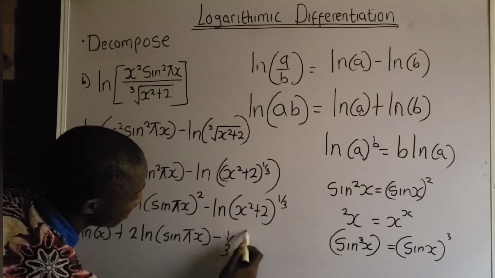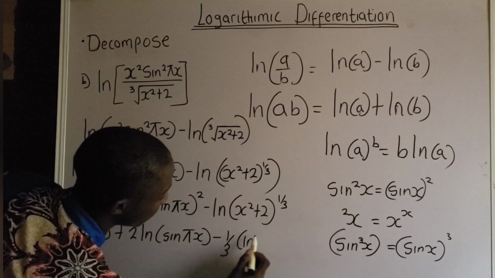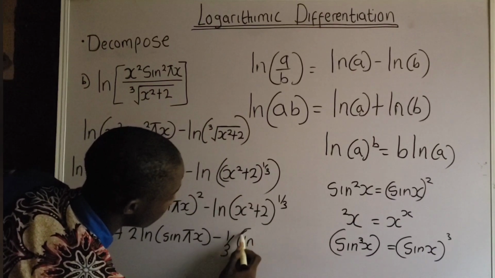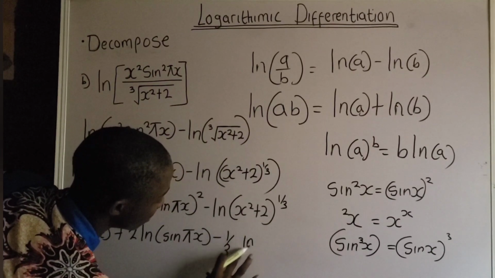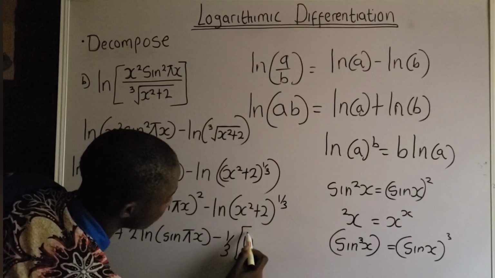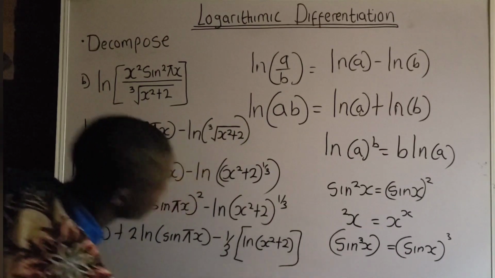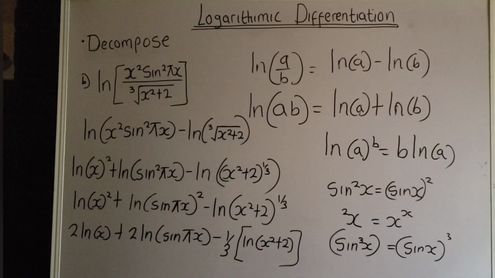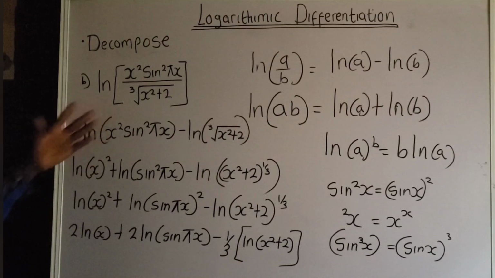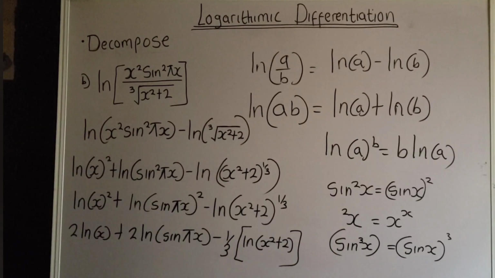1 over 3 natural log of, let me put a good bracket here, natural log of x squared plus 2. You understand? Okay, we have gotten to this point. At this point, it is easy to find the derivative of this logarithmic function. That is the aim of decomposition. That is, we are to break the function down to the lowest form. You understand? Now it is easy to take the derivative of this function.